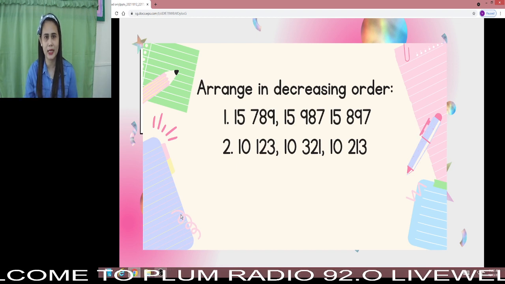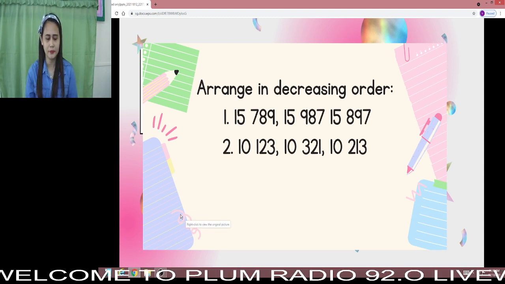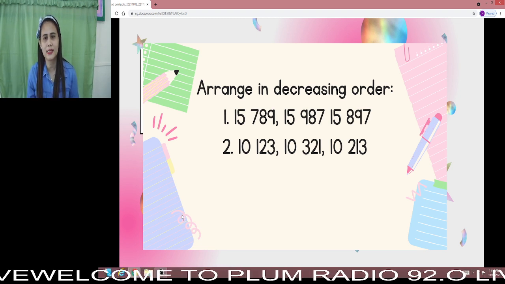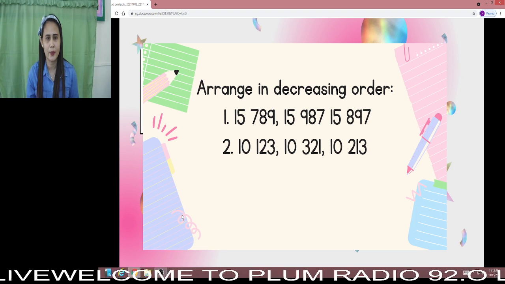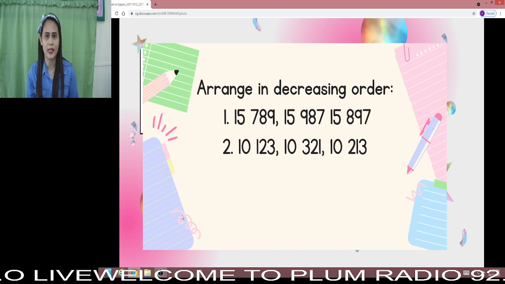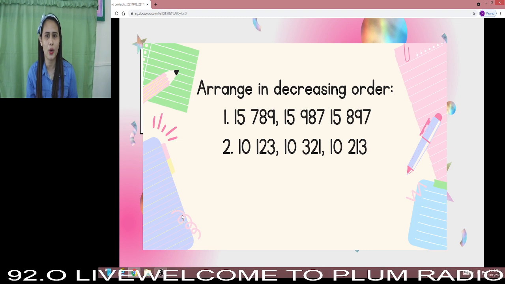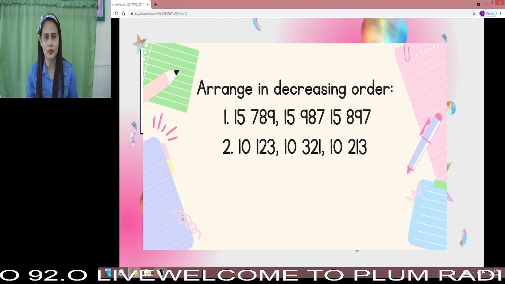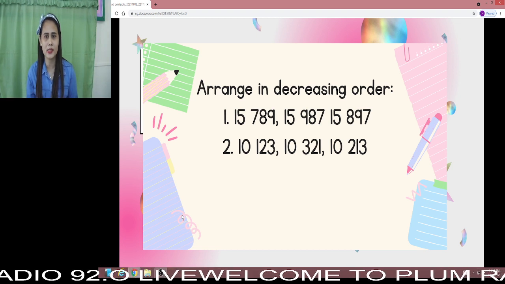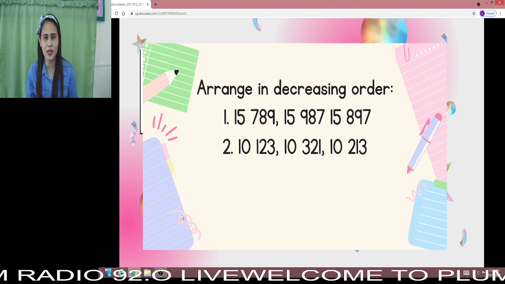For the next activity, arrange in decreasing order. Number 1, 15,789, 15,987 and 15,897. For number 2, arrange in decreasing order 10,123, 10,321, and 10,213. You have 3 seconds to answer. Let's start.